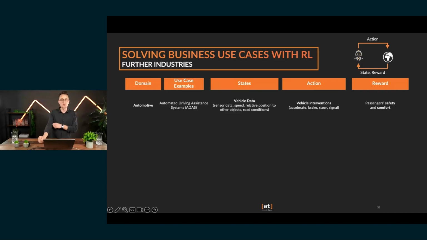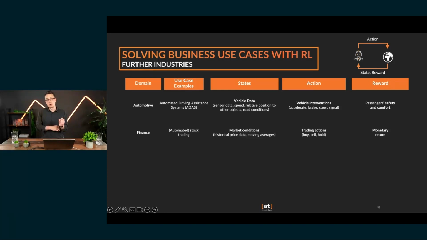So reinforcement learning is also used a lot in the domain of automotive. For example, in the case of automated driving assistance systems, where states would reflect some information about the vehicle data, like sensor data or speed or relative position to other objects, or road conditions and things like that. And based on these state representations, our reinforcement learner would learn to take actions like vehicle interventions to accelerate, brake, steer, or signal in order to optimize the passenger's safety and comfort.